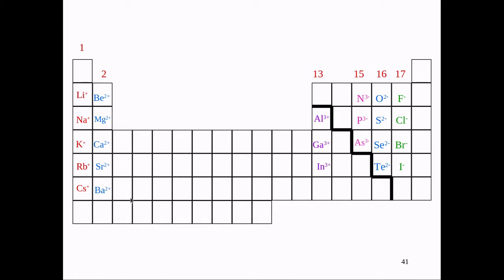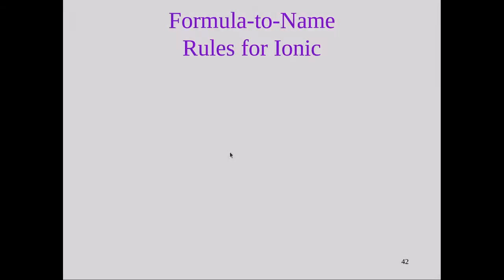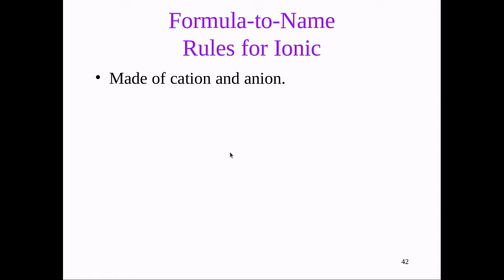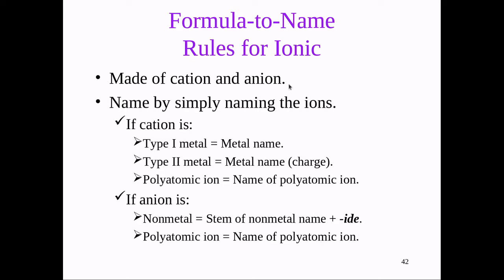And I want to remind you guys that we have this large section here and down here where we don't really know because they can form different types of charges. So we have to accommodate for that in our rules. So we know that our ionic compounds are going to be made of cations and anions. And we're going to name them by simply naming the ions.